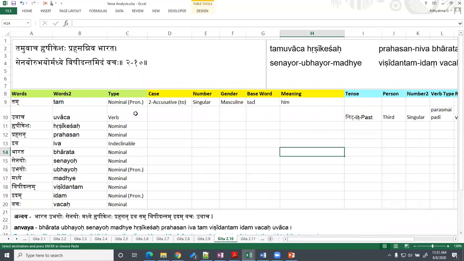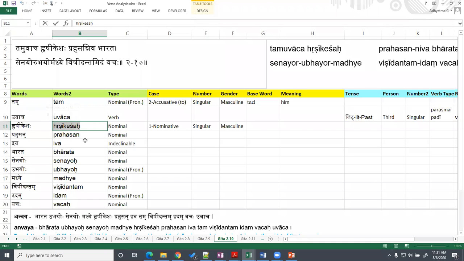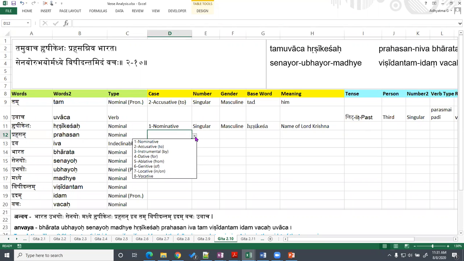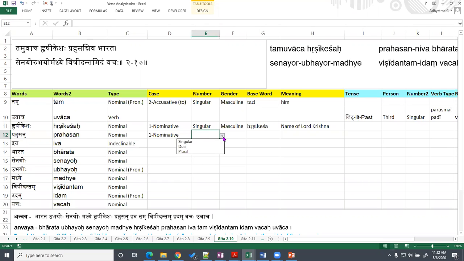Means spoke. Hrishikesha, we saw this word, nominative, singular, masculine. Name of Lord Krishna. Prahasan, it is also nominative, singular, masculine.